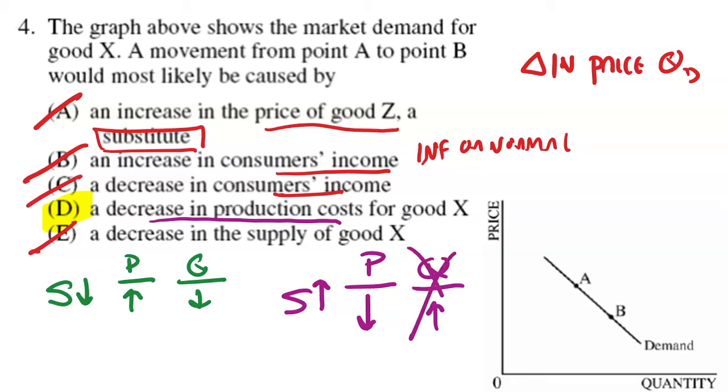We don't really care about the quantity in this question. We care about the price. So price decreases. Is that going to cause movement downward along the demand curve and cause A to B to go down? Well, the answer is yes. So that's why D is the correct answer here.